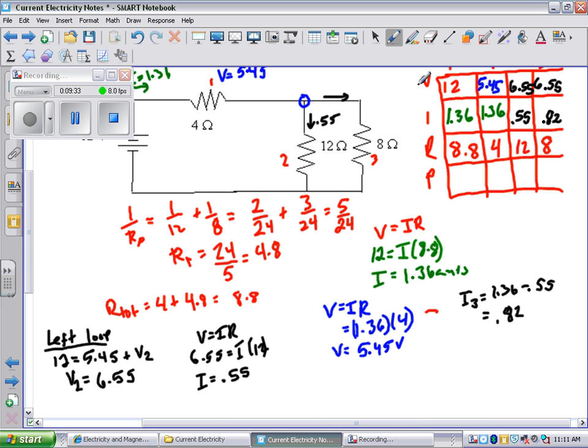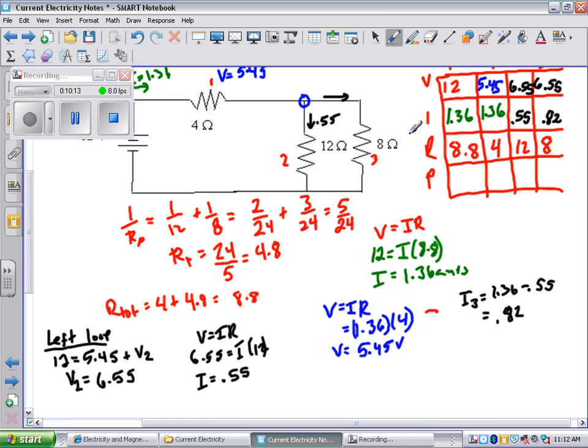The reason I know that has to be true is if I do my outside loop, I gain 12 in the battery, and I lose 5.45 here. If I take the outside loop, the only resistor I'm going through is this one, R3, so the remainder of the voltage has to be lost there. So the equation would look just like the equation for the left loop, because I gain the same 12 through the battery, I lose the same 5.45 through resistor 1, and so V3 would be the same as V2. Also, they're in parallel, and our parallel rule says the V's have to be the same.